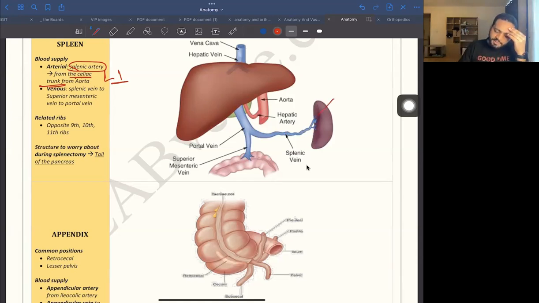The ribs related to the spleen are 9, 10, and 11. The structure to worry about during a splenectomy is the tail of the pancreas, because the tail of the pancreas ends in the hilum of the spleen. So it's a very common scenario: you have done a splenectomy for a patient, who presents to you afterwards with very severe abdominal pain and very severe hyperglycemia. What is that? You have injured the tail of the pancreas during your splenectomy.